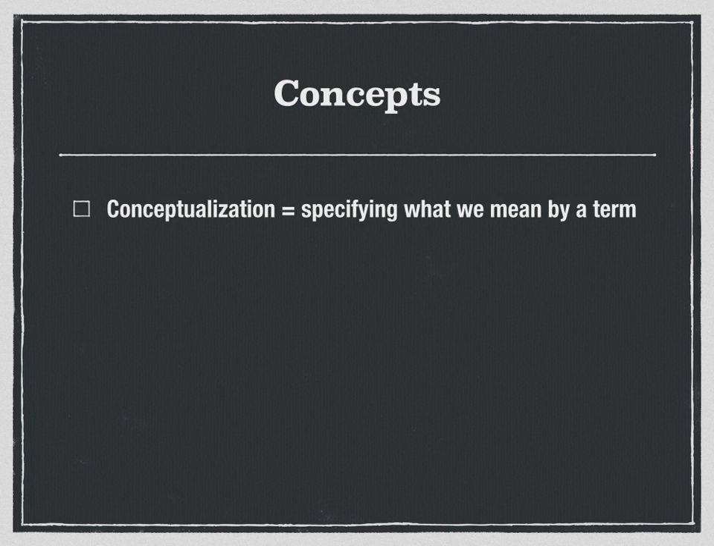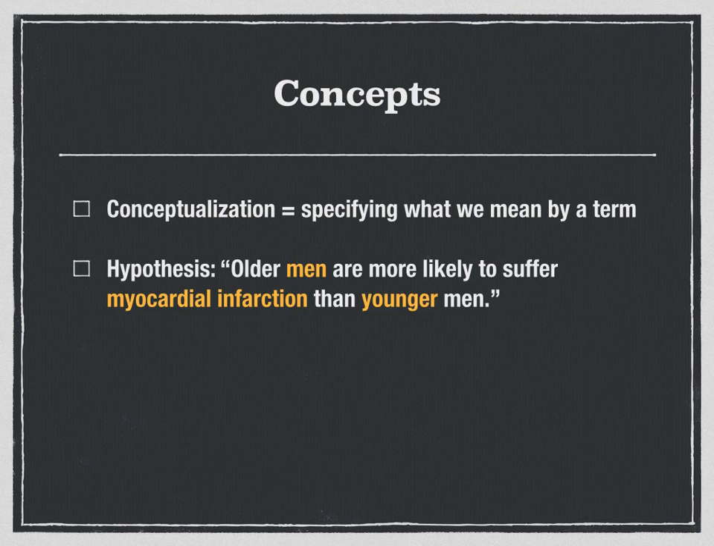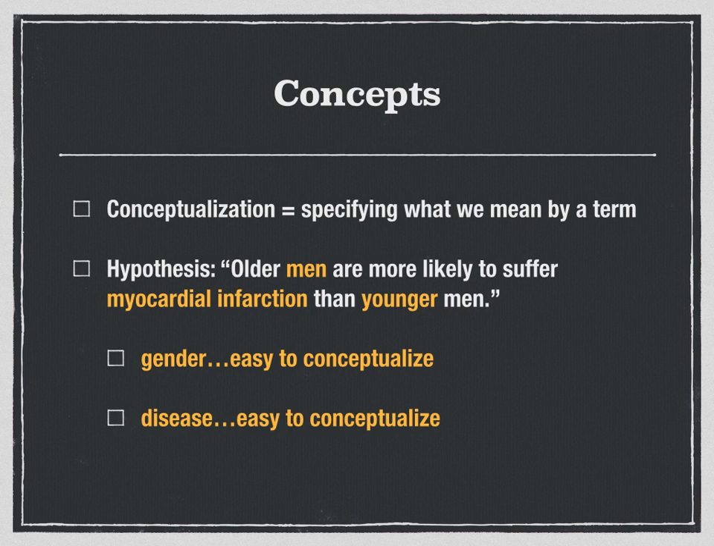mean by a term. For example, let's say we hypothesize that older men are more likely to suffer from myocardial infarction than younger men. All the terms here are pretty easy to conceptualize. By men, we mean male sex, which is usually straightforward to measure. By myocardial infarction, we mean the specific heart condition. By younger, we mean lesser in age. So everything here is pretty concrete.